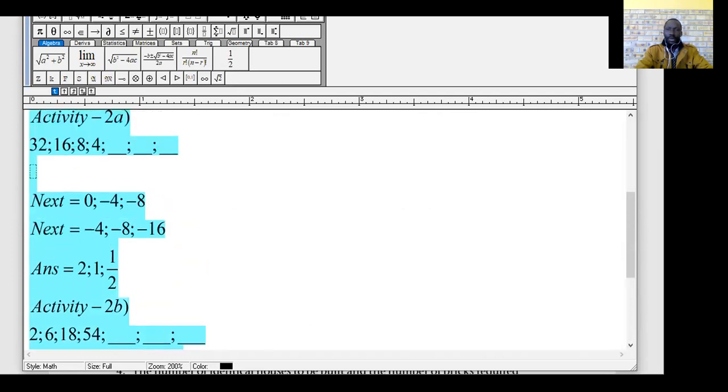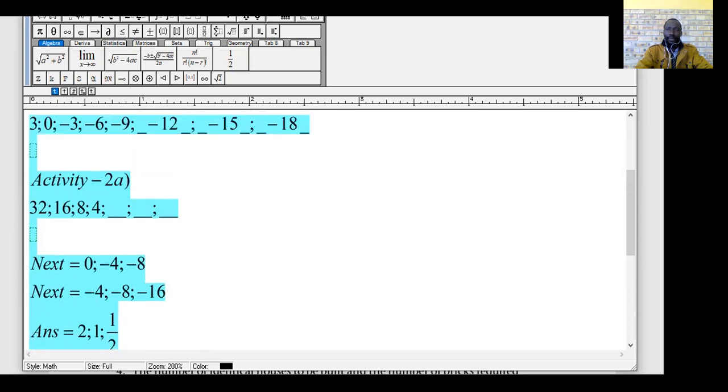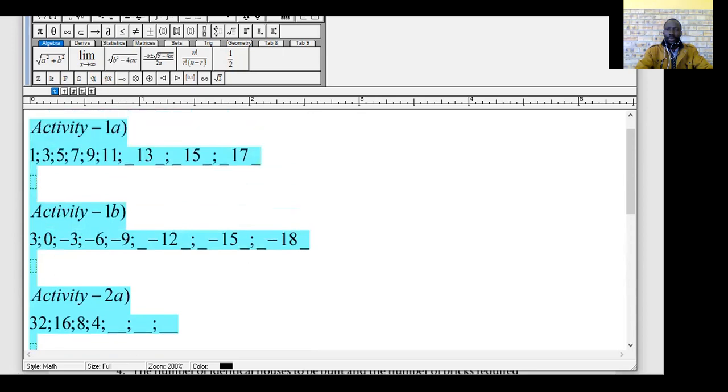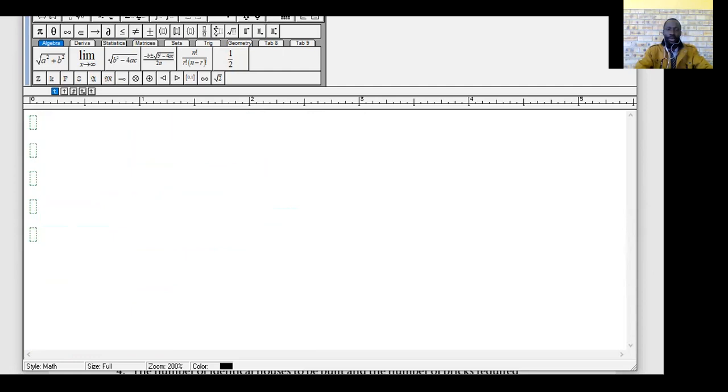Just trying to clear the board so that we can write nice. All right, there we go. So for activity one, we have two quantities. The first quantity, quantity one, is the fingers. Then quantity two is the age.